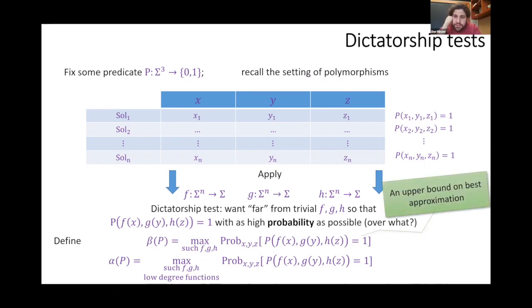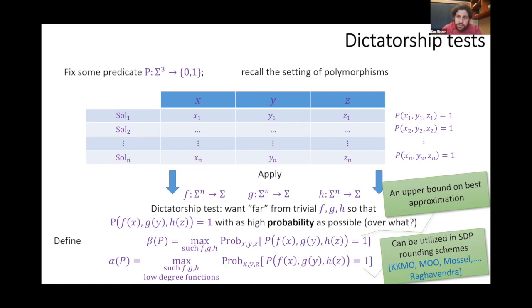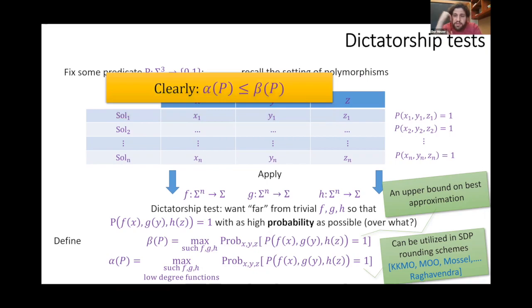So the interesting thing is, it turns out that beta of P is an upper bound on the best algorithm you can achieve. Because you can show that any algorithm can be used to construct f, g, h that achieve some nice probability in this game. And very interesting also, it turns out that alpha of P is an algorithmic lower bound. Namely, if you have f, g, h that are low degree functions and achieve some probability, then you can actually design some Gaussian rounding scheme based on f, g, and h and get roughly alpha of P approximation for P. So just by definition, it's clear that alpha is always smaller than beta. And this makes sense because beta is an upper bound on the best you can do and alpha is a lower bound.